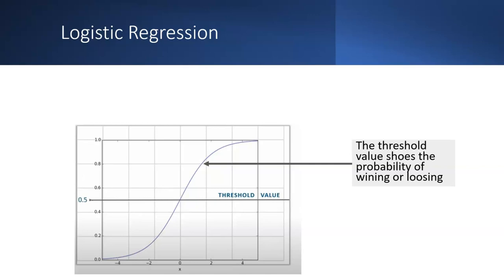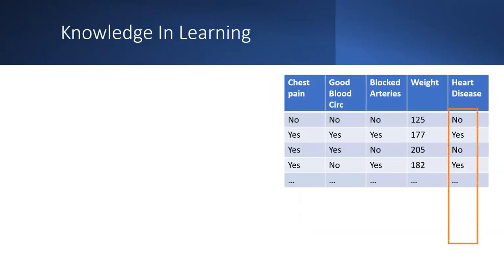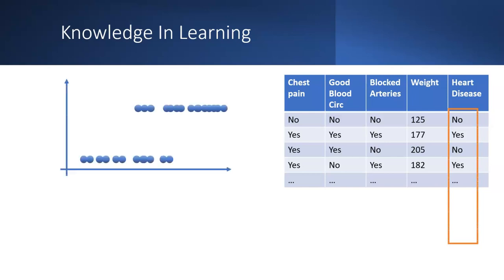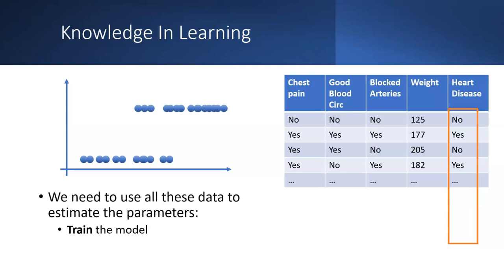So in logistic regression, we have two values, an upper value like one and a lower value like zero, right? And there is a threshold value of 0.5, which is in the middle. Here is an example of which values are yes and which values are no. This is a graphical representation.